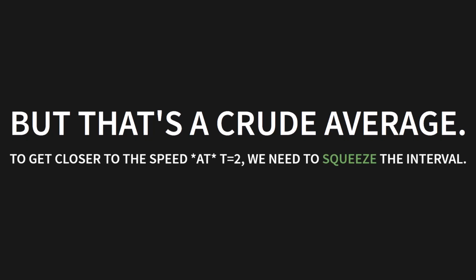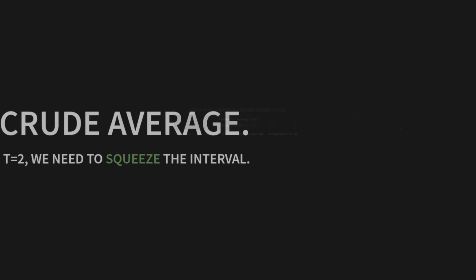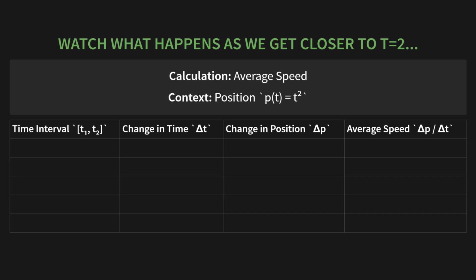To get closer to the speed at t equals 2, we need to squeeze the interval. Now, watch what happens as we get closer to t equals 2. Look at that first row. The time interval is from 2 to 3. As we just saw, the change in time, delta t, is 1. The change in position, delta p, is 9 minus 4, which is 5. And the average speed is 5 meters per second. Okay, got it. Now let's squeeze.